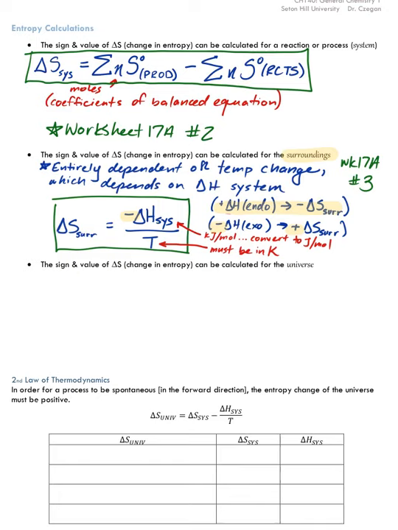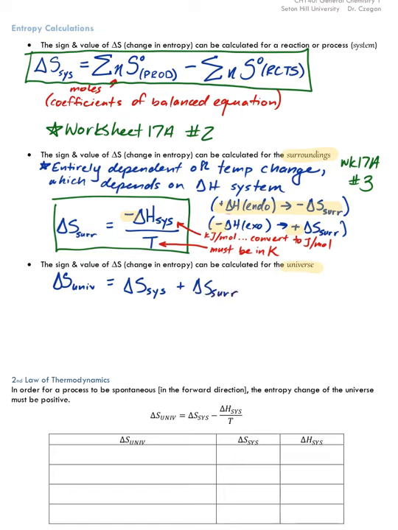We can also calculate the value of delta S for the universe. This is relatively simple, because, well, it's simple if we've already done the above things. So if we have the delta S of the surroundings and the delta S of the system, then it's easy to calculate the delta S of the universe. It just needs to be the combination of these two, the delta S of the system plus the delta S of the surroundings.